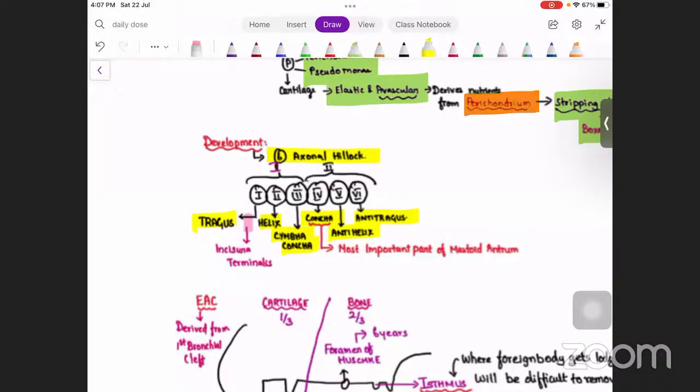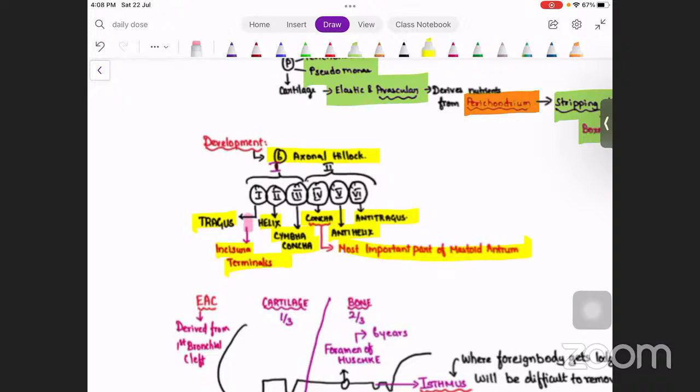Among that, your concha is the most important part, related to the mastoid antrum, and between your tragus and helix there lies a structure called the incisura terminalis. The incisura terminalis is the structure which lies between your tragus and helix. Apart from that, as we said, the pinna, external auditory canal and tympanic membrane are the components of your external ear.